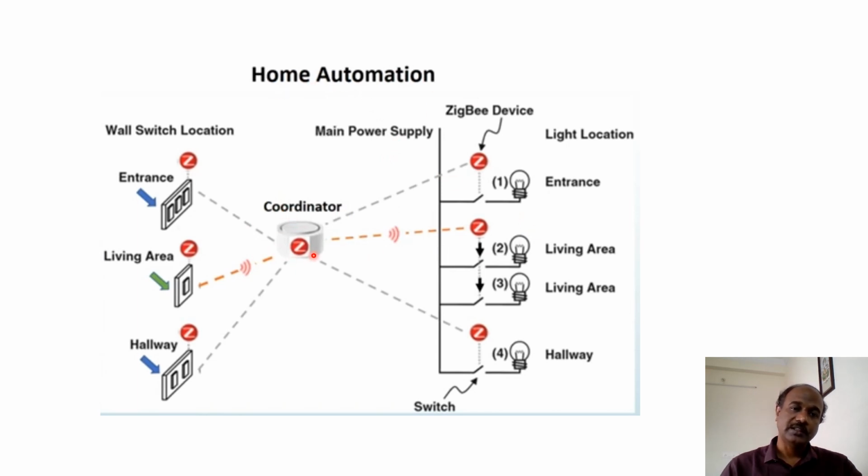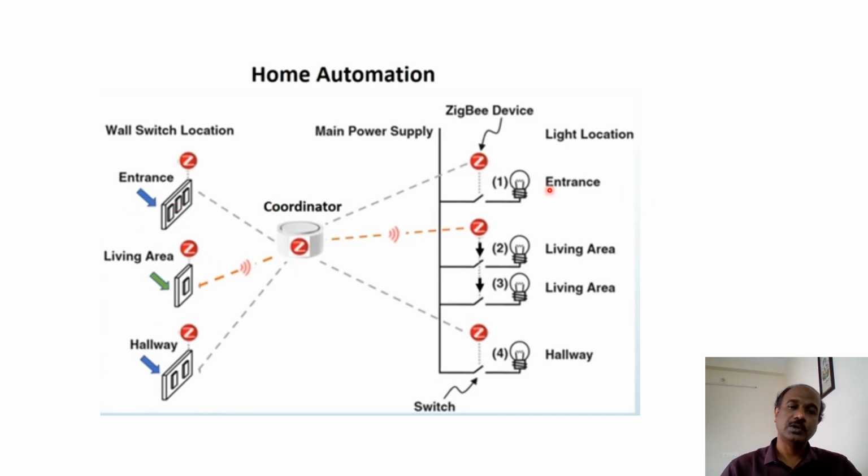There will be, centrally, the ZigBee coordinator, as I told you, which is the main unit of your ZigBee network. Here these lights or electrical appliances are connected to the main power supply through a switch. This switch is also a ZigBee enabled switch, as you can see here. But there is no connection between the main electrical wire and these switches. They are independent.